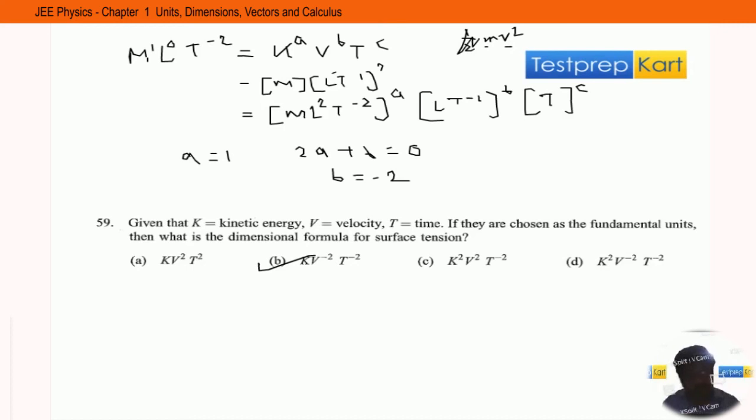And for the t, that is minus 2a minus b plus c is equal to minus 2. A is 1, so minus 2, b is minus 2, so plus 2, and plus c equals minus 2. Two cancel, so c is minus 2. So what will be the formula? A is 1, b is minus 2, and c is minus 2. So B is the correct answer.